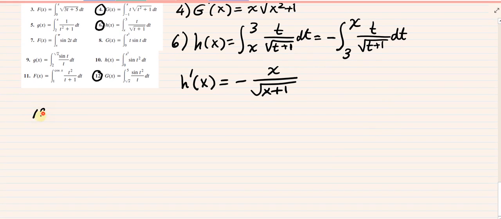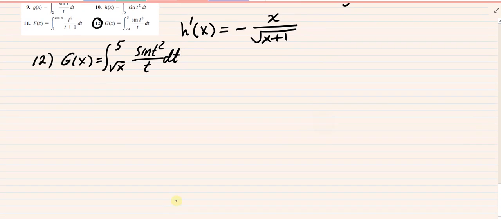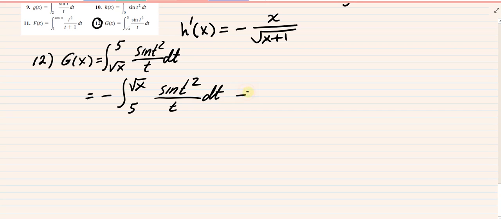Now, in number 12, here we have g of x is equal to the integral from root x to 5 of sine t squared over t dt. Now for this one, again, we need to change the limits of integration from a number. It has to start from a number, and then go up to whatever the upper limit ends up being. And the integrand, we don't do anything to the integrand. dt means that's the variable of integration.